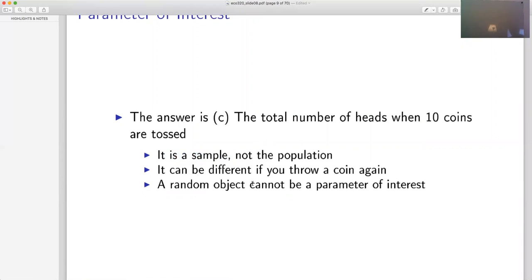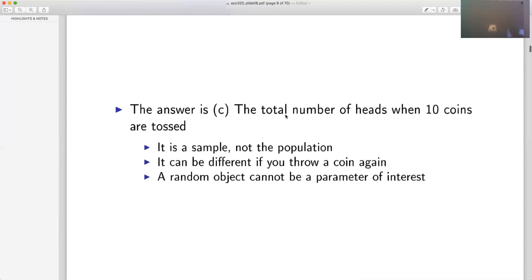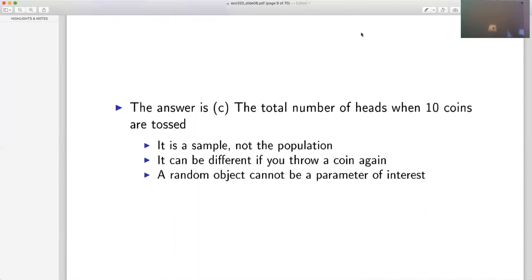So it can be different if you throw a coin again. Maybe when you throw the coin 10 times, the number of heads might be 7, but next time it will be 6, or it might be 10 out of 10, something. It changes every time you throw the coin, right? So those are the characteristics of this.